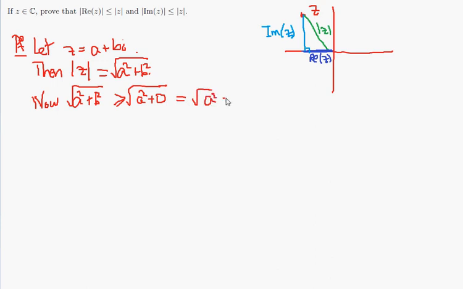Now, the square root of a squared is not a. It is the absolute value of a, taking into account the possibility that a might be negative. And a by itself is the real part of z.